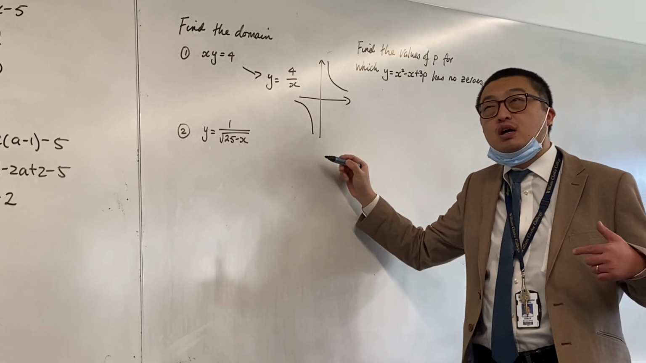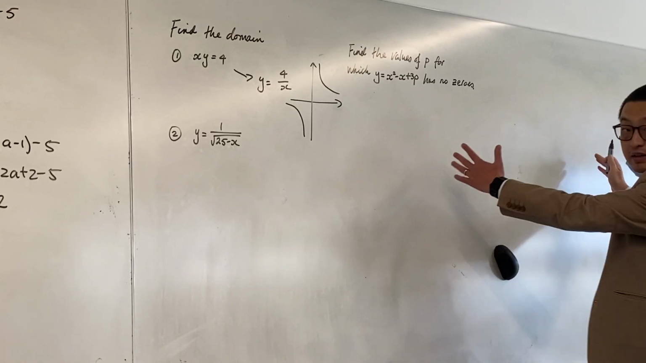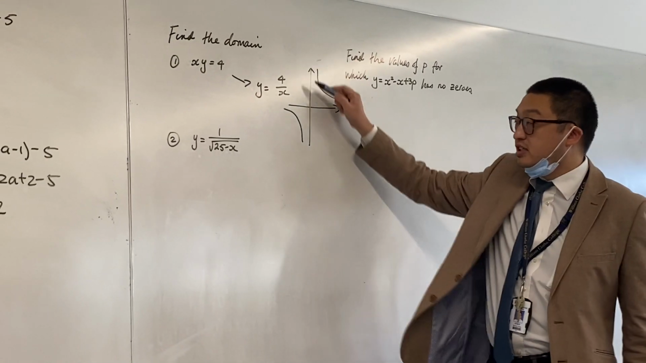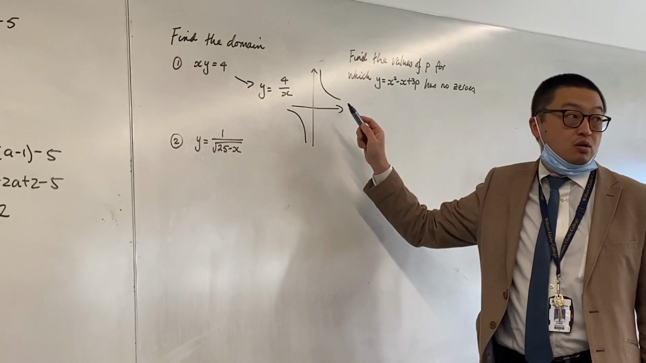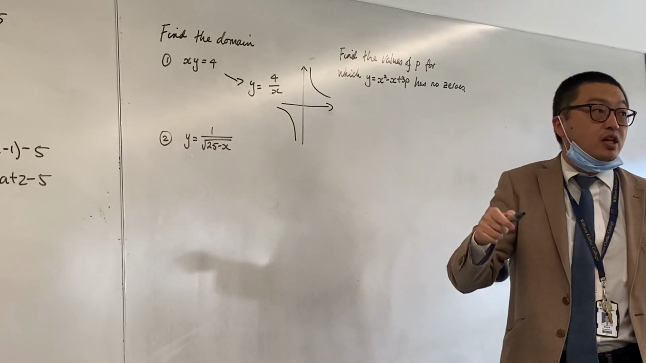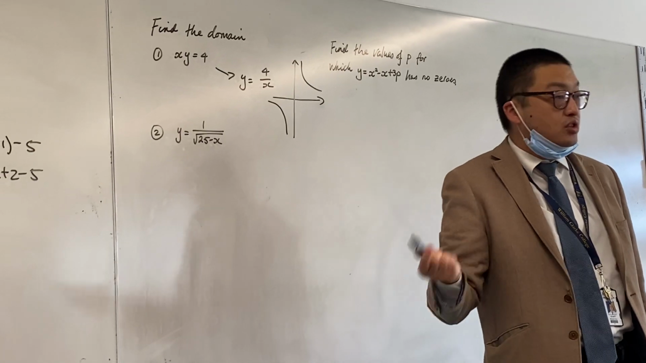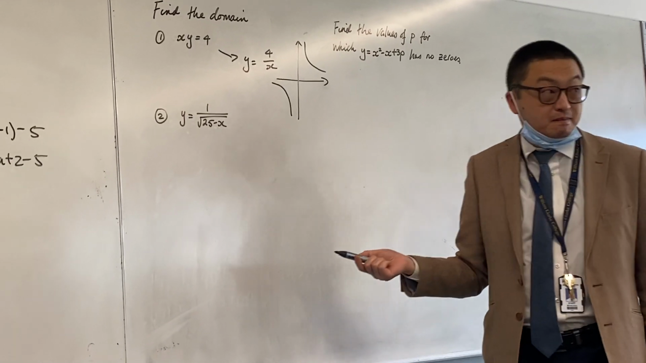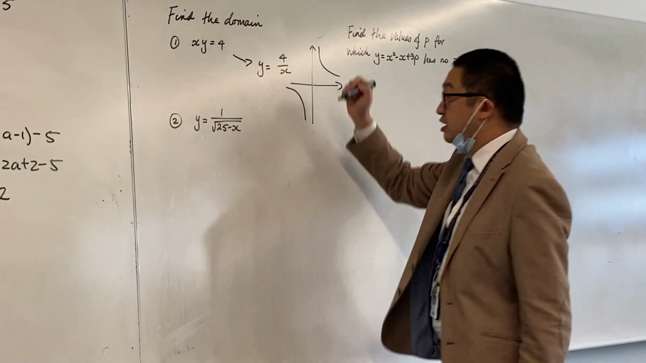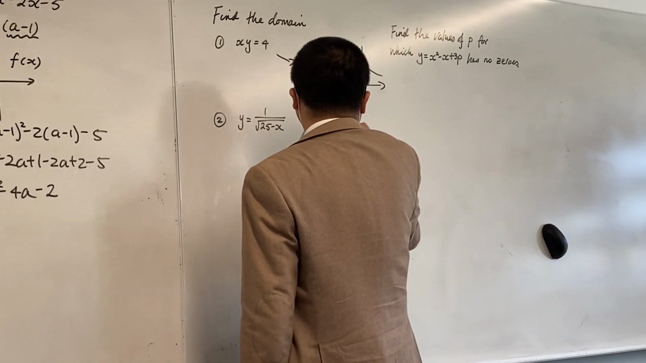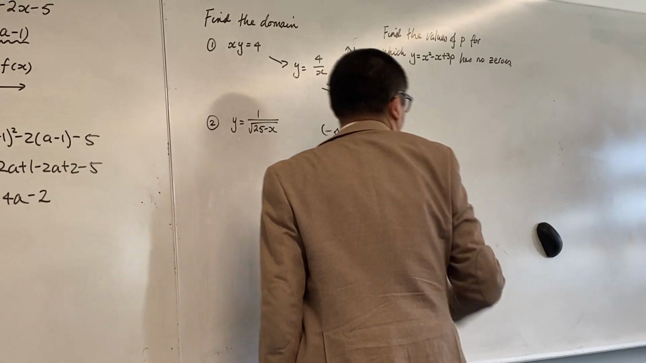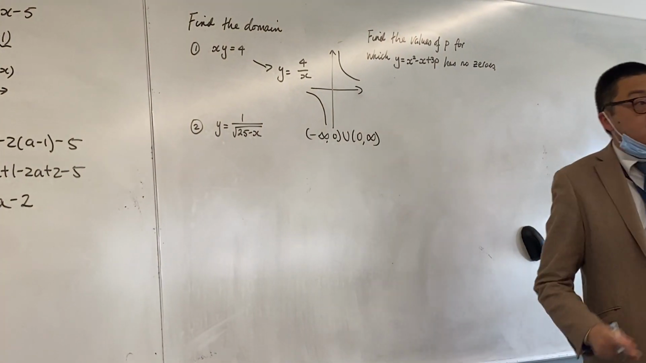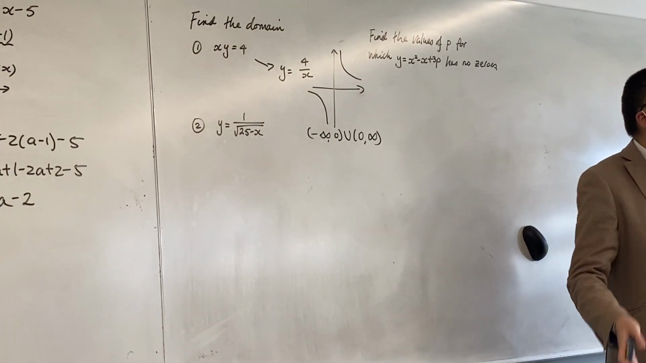Remember, I think 2 days ago, I read on this part of the board, we said this one is the vertical asymptote. This one's the horizontal asymptote. Basically means getting really, really close, but not going to touch it. So, the domain is negative infinity to 0, union 0, infinity. That's the answer. Basically, it's everything, but not the y-axis.